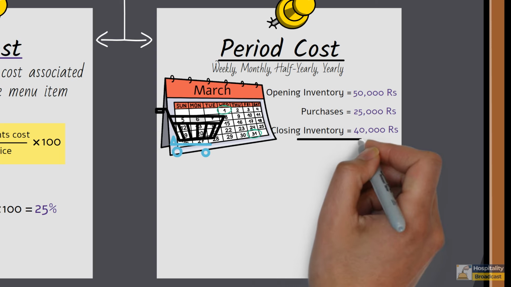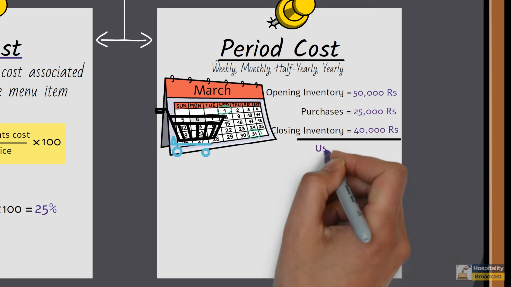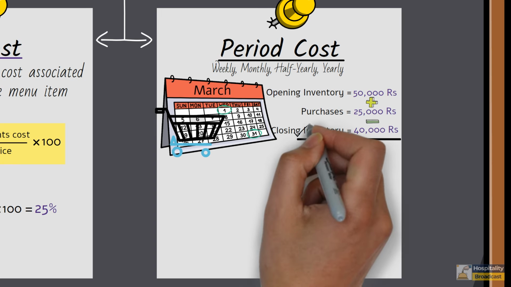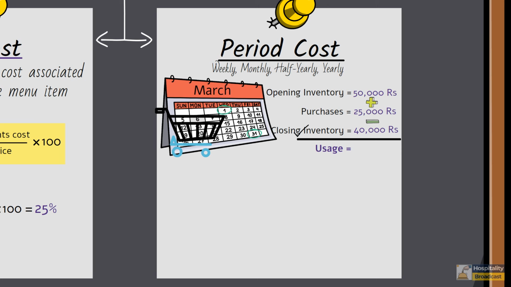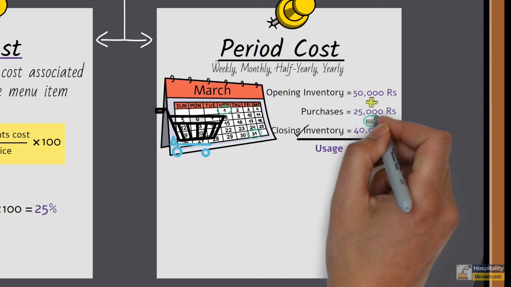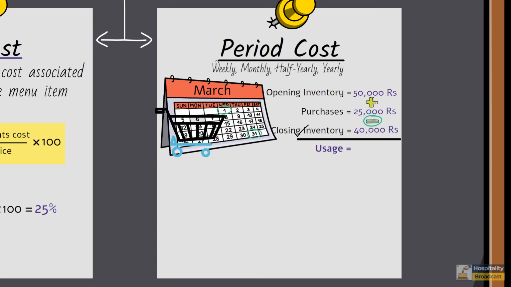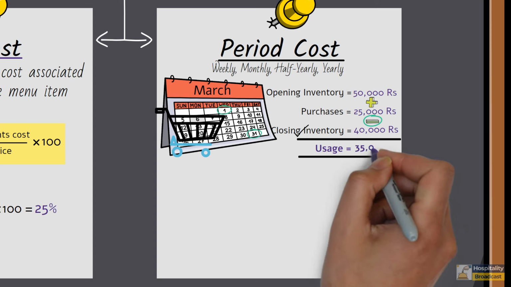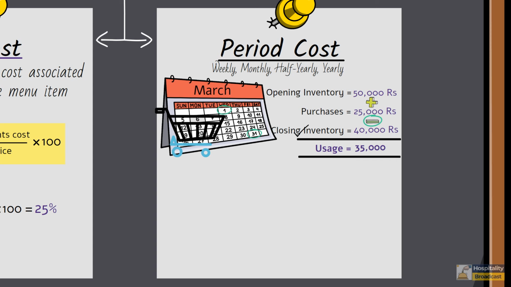So now to calculate the whole month's consumption or usage, just add the opening inventory and purchases, and then subtract the closing inventory. Closing inventory becomes the opening inventory of next month. So that's why we subtract it from this month's usage. Now we get this month's usage, which is 35,000 rupees.